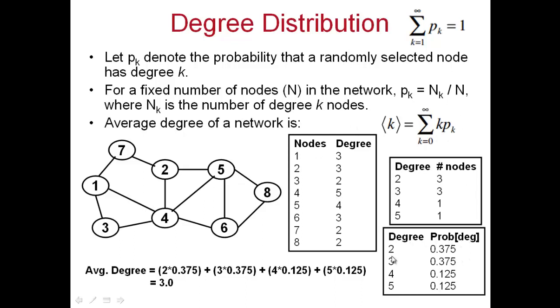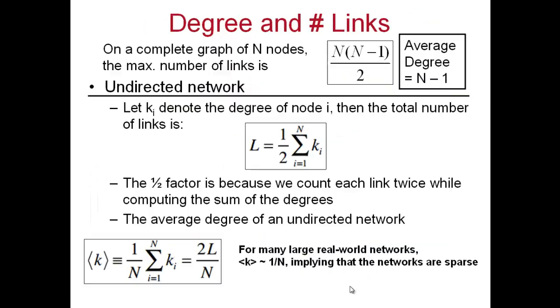Now here the degree values are 2, 3, 4, 5. So basically multiply 2 times 0.375, plus 3 times 0.375, plus 4 times 0.125, plus 5 times 0.125. That should also come out to be the same number 3 that we got with the first approach of just summing up the degree values and dividing by the total number of nodes. Now there's a third approach that I also went through last time.